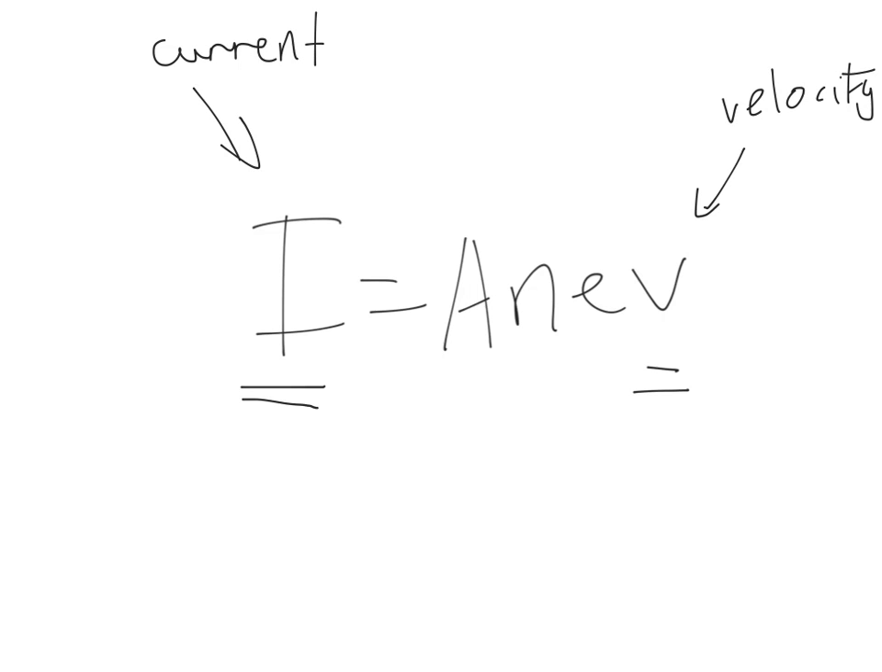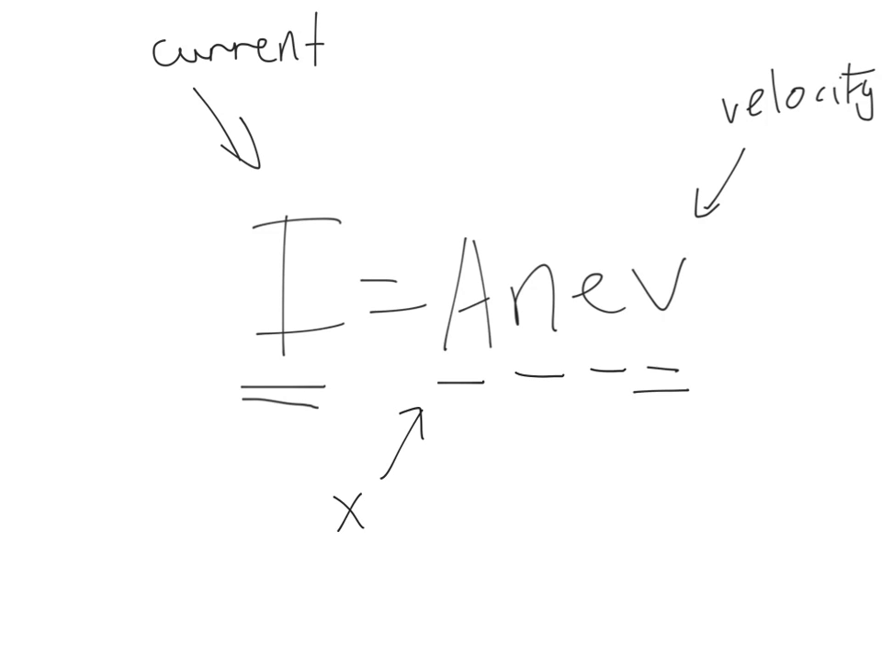So hopefully you'll be able to see there that the current is directly proportional to the velocity, and as a result, we can see this equation. Now you'll see that there are other values here. We've got A, little n, and a little e. So we'll start at the beginning. A is the cross-sectional area of that wire.